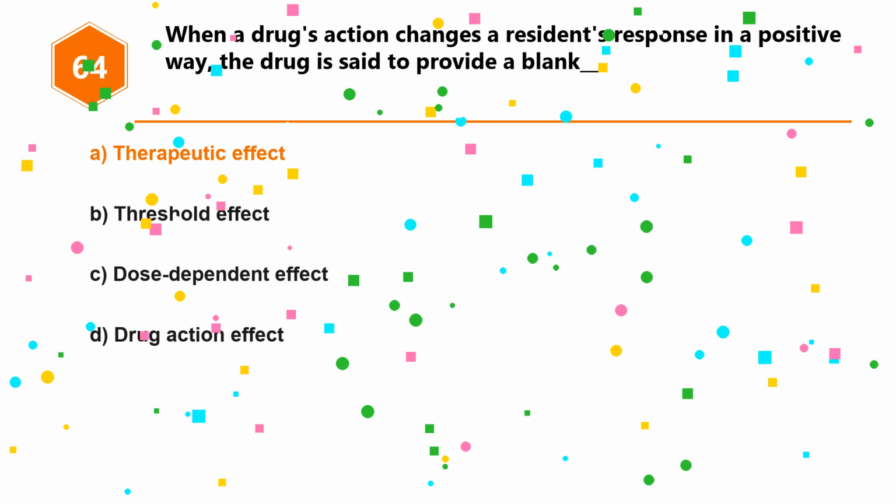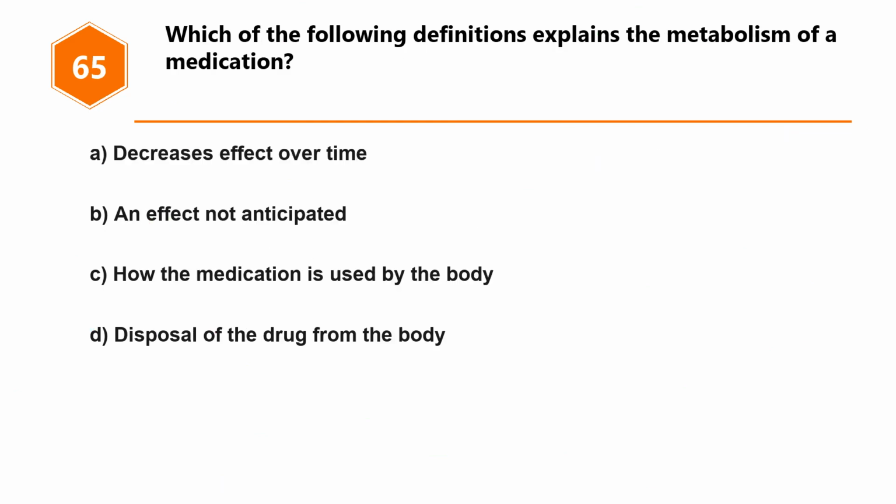The correct answer is option A, therapeutic effect. Question 65. Which of the following definitions explains the metabolism of a medication? Option A, decreases effect over time. Option B, an effect not anticipated. Option C, how the medication is used by the body. Option D, disposal of the drug from the body.